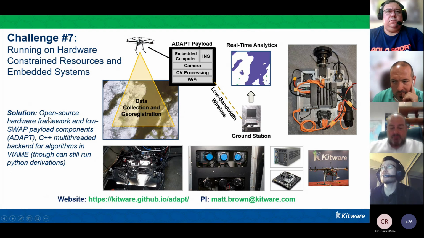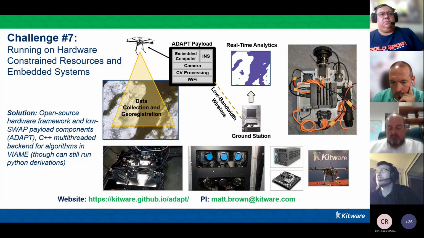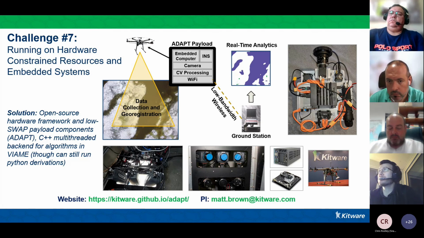Lastly is running on hardware-constrained resources and embedded platforms. We've been working on an open source hardware system. This is performed by my colleague Matt Brown, called ADAPT, which is basically a combination of low SWaP NVIDIA hardware and camera systems, for running on the platform itself.